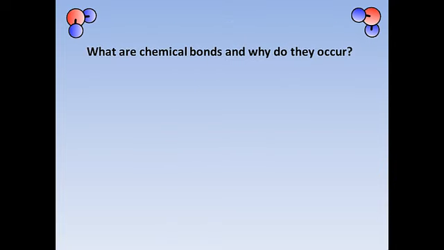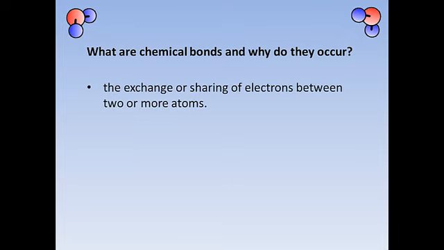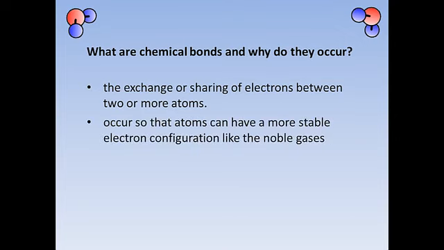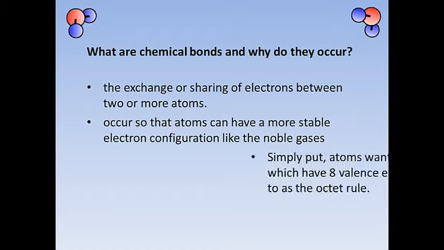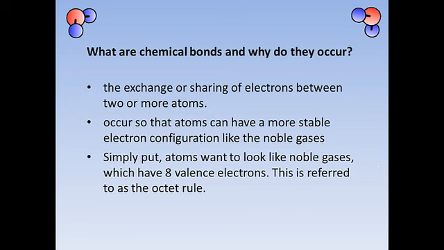What are chemical bonds and why do they occur? A chemical bond is the exchange or sharing of electrons between 2 or more atoms. Chemical bonds occur so that atoms can have a more stable electron configuration like the noble gases. Simply put, atoms want to look like noble gases, which have 8 valence electrons. This is referred to as the octet rule.